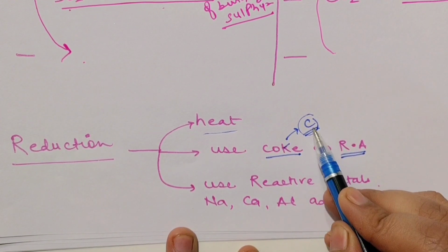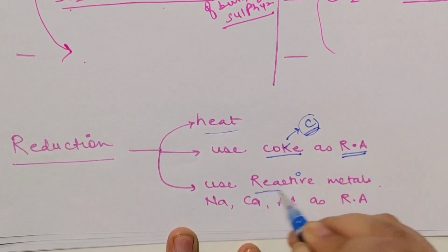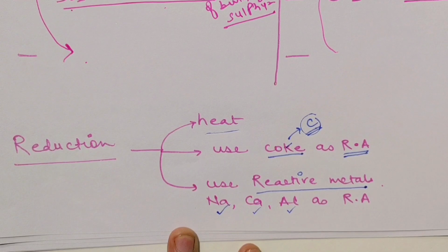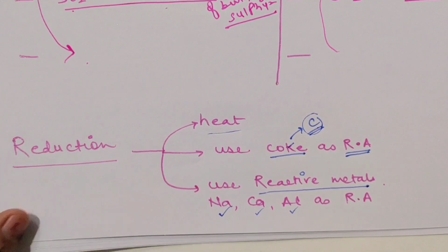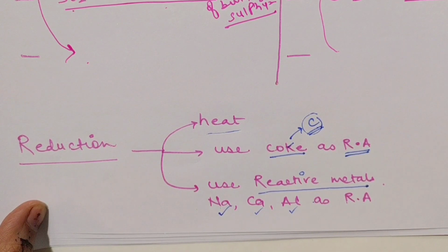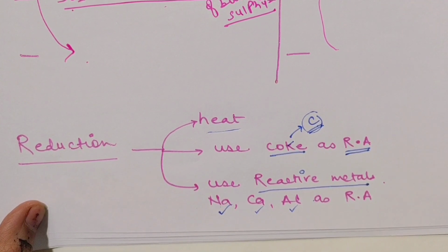When coke doesn't work, then we have to use reactive metals. Okay, so sodium, calcium, aluminium are often used as reducing agents because they tend to get oxidized, and in doing so, they reduce others. Therefore, metals are good reducing agents.